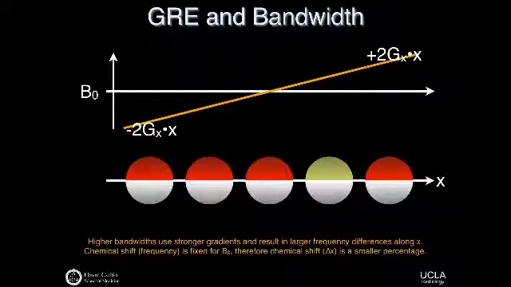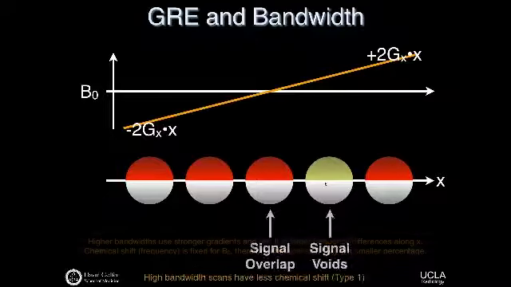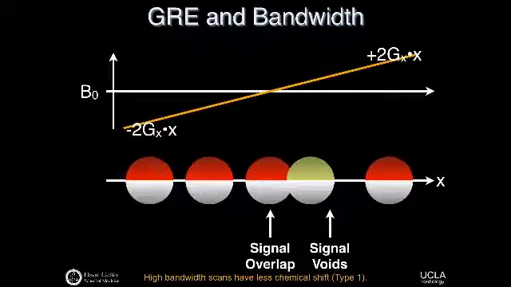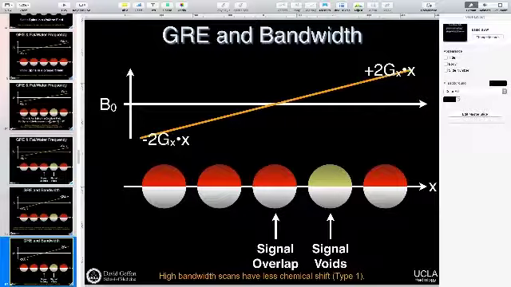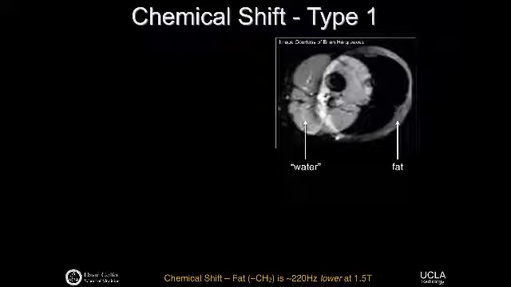The advantage of turning on a stronger gradient, the advantage of using higher bandwidth, is that this chemical shift is still kind of 220 hertz, and that ends up being a smaller percentage of all of the frequencies. And so with high bandwidth, we get less signal overlap, and we get smaller signal voids. And we'll see this in an imaging example in just a second. If I go back to just this image again, though, you'll notice that you very clearly can see where we get signal overlaps, right? We have fat misrepresenting its location, overlapping with water signal, and then we also have voids, right? There's basically no signal reporting from just immediately adjacent to the muscle signal. So this is that concept of chemical shift of type 1.